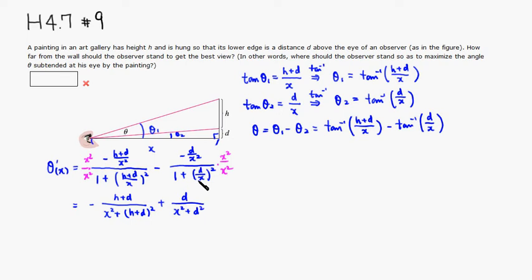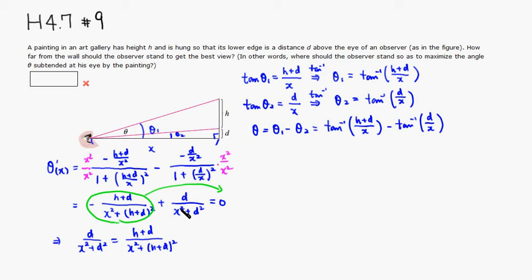Then we want to set this equal to 0. So let's do that. I'm going to move this term over to the other side. You get d over (x squared plus d squared) is equal to (h plus d) over (x squared plus (h plus d) squared).